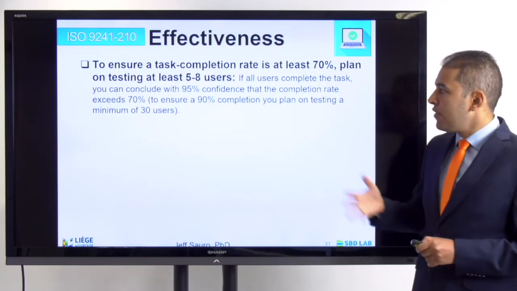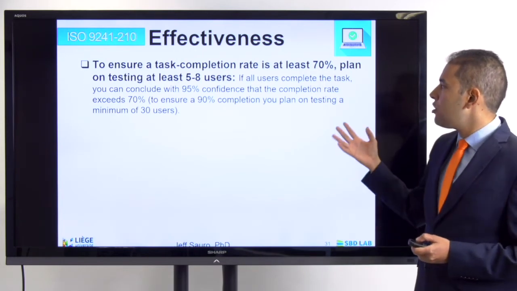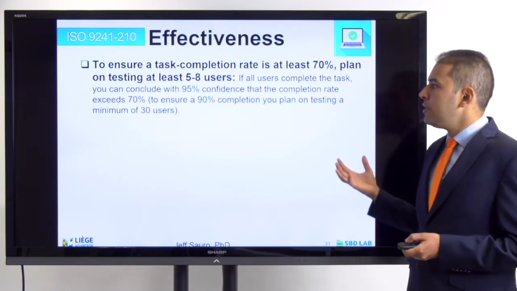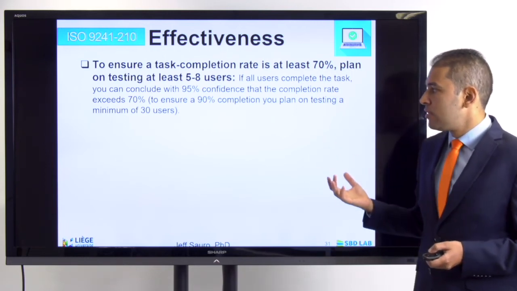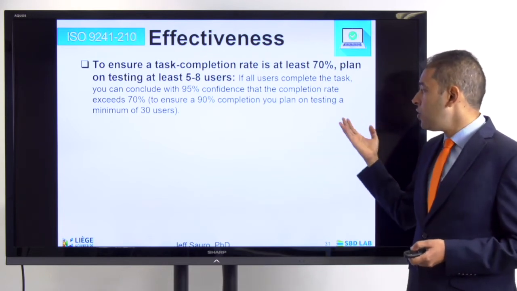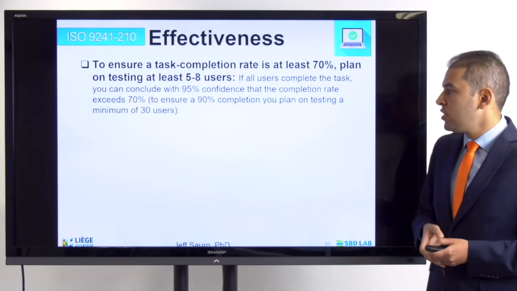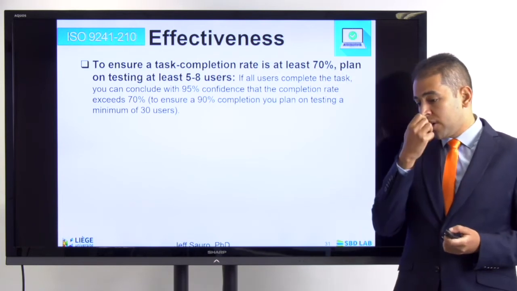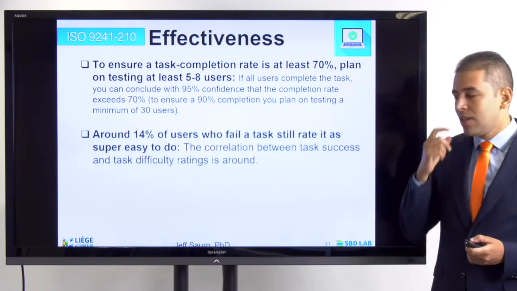Don't go under the number 5. If all users complete the task, you can conclude with 95% confidence that the completion rate exceeds 70%. And to ensure a 90% completion rate, you plan on testing a minimum of 30 users. So this is an idea to work on the number of user testers and your sample size.